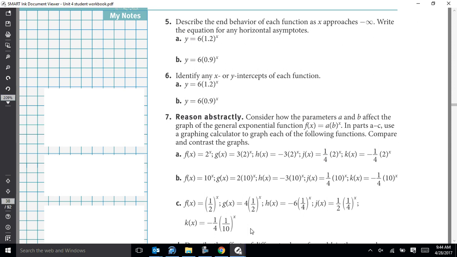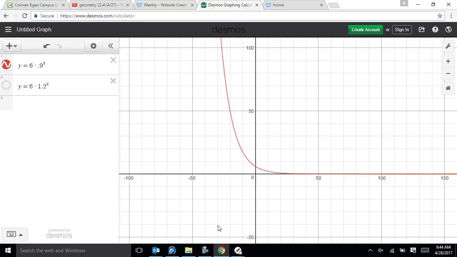All right, so identify any x or y intercepts for each function. So if we look at them, does this have any x-intercepts? Is it crossing the x-axis? No, because the asymptote's there, right? And it can't cross it, so it can't cross the x-axis. Where's the y-intercept at? So here at 0, 6. You're so close. That's a good estimate.